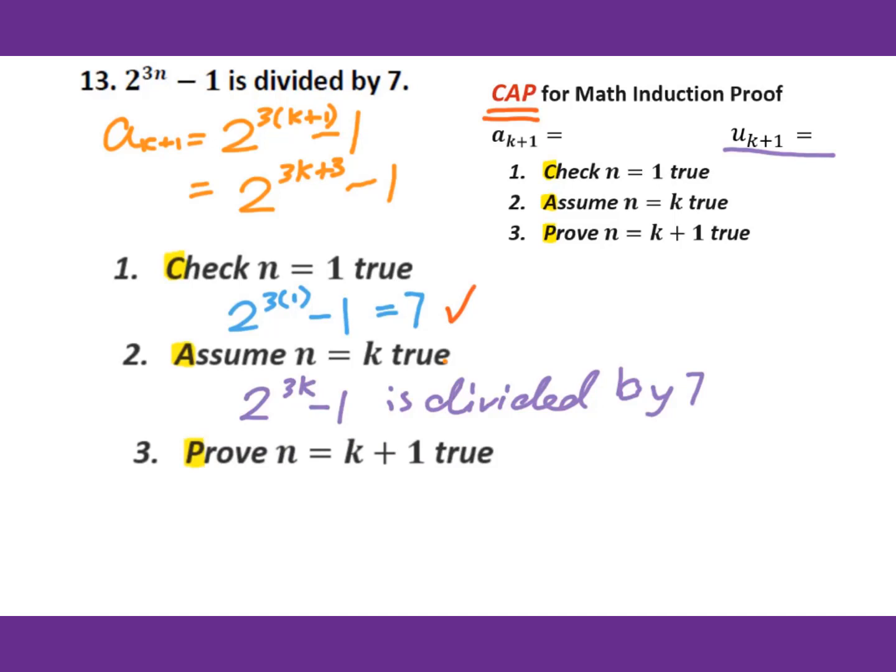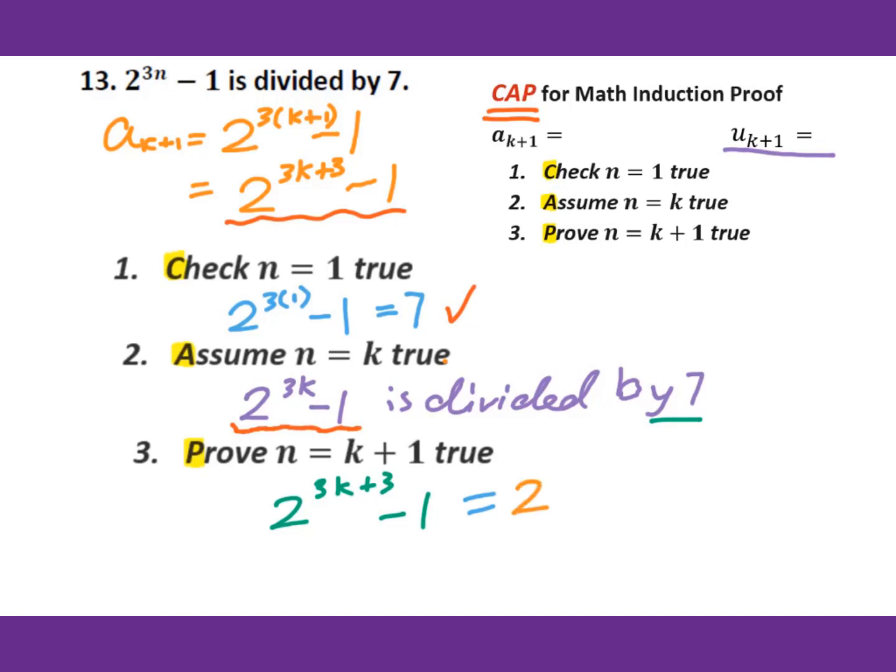Now we prove n equals k plus 1 true. When n equals k plus 1, we already got this expression. So we get 2 to the 3k plus 3 minus 1. We want to prove this expression is divided by 7. We have to use this information: 2 to the 3k minus 1 is divided by 7. Therefore, you will create 2 to the 3k minus 1 first.